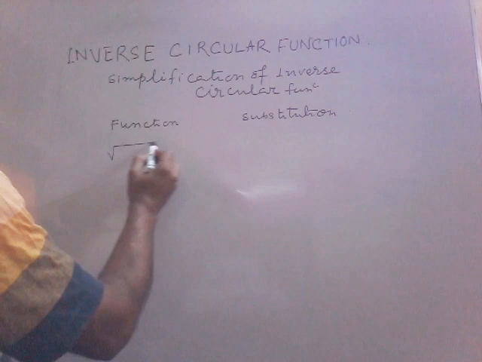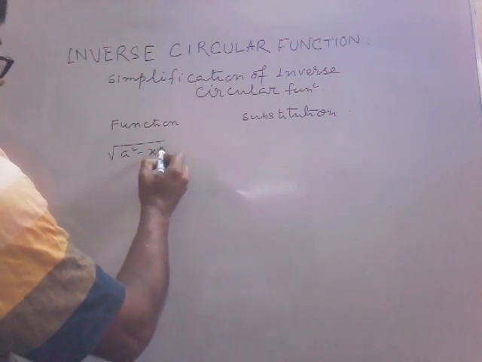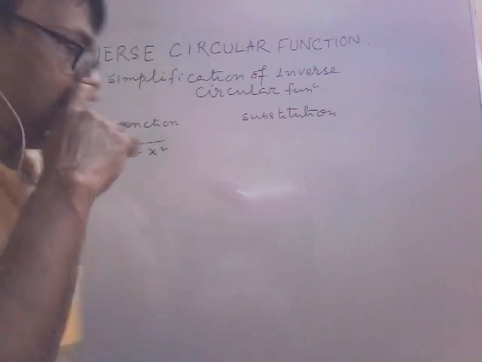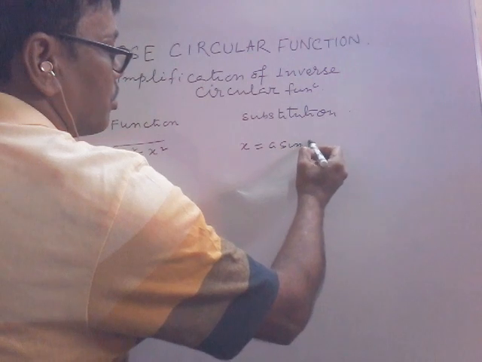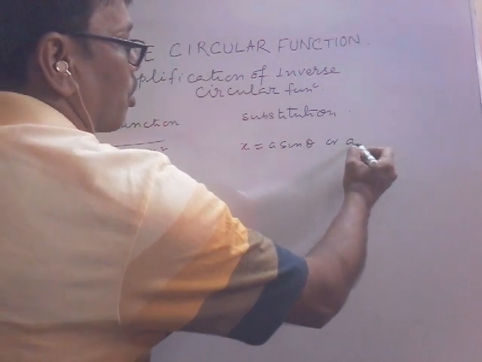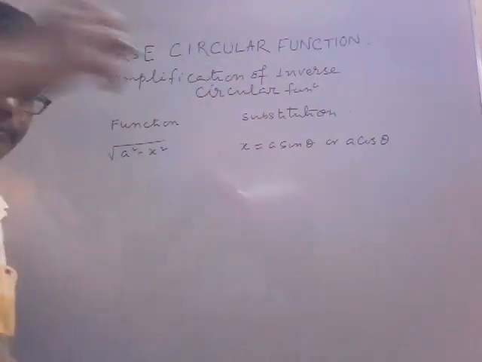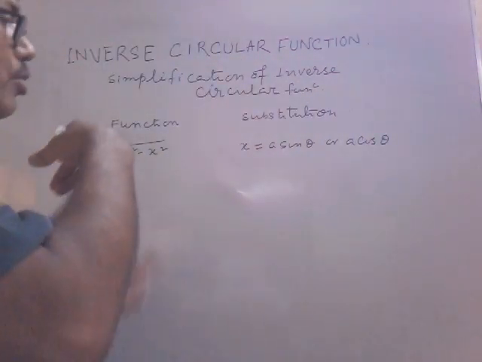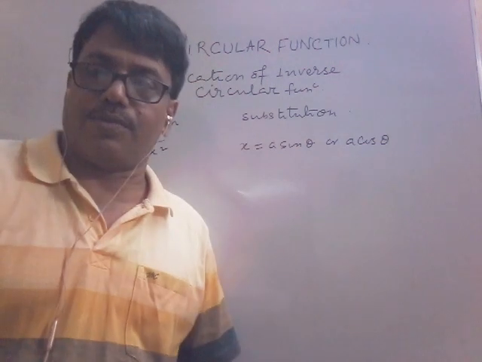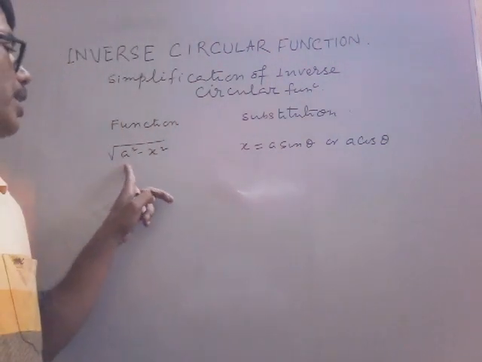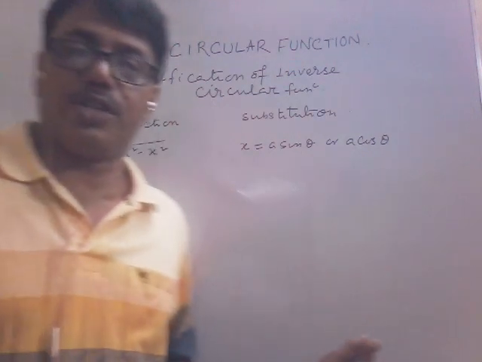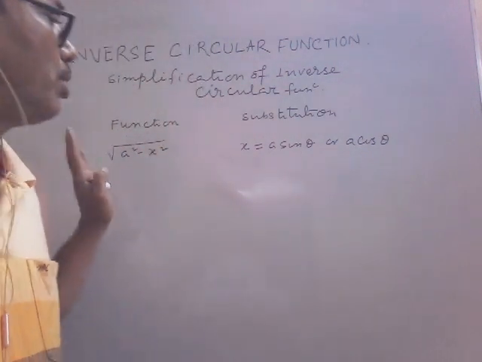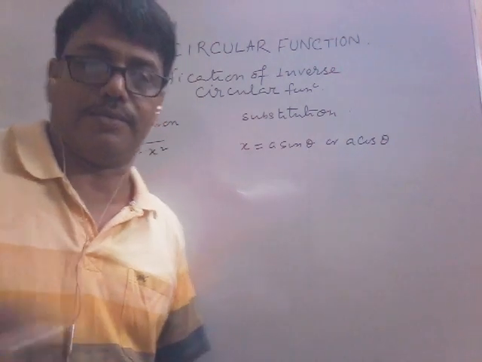So if we get a function root over a square minus x square, then substitution is x equals to a sin theta or a cos theta. So why we are putting this substitution? Because if you put x equals to a sin theta, so a square common 1 minus sin square theta, so a cos theta. So this will be our main aim: how to remove root over side.